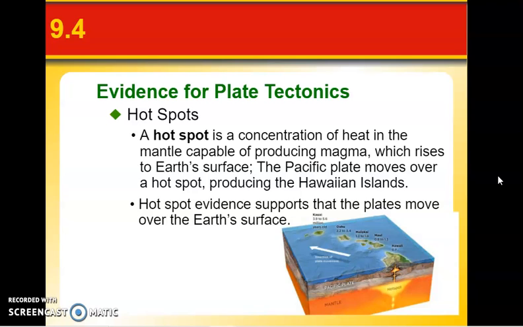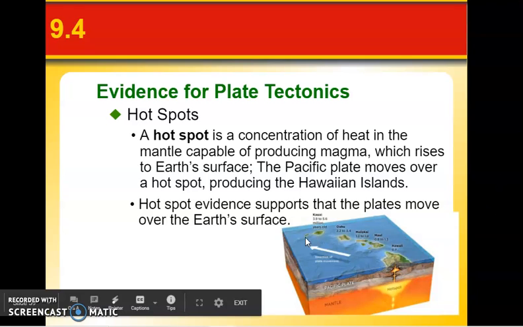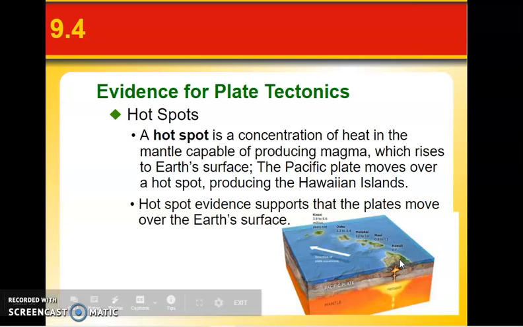Hotspots are concentrations of heat in the mantle capable of producing magma, which is rising to the Earth's surface. The Pacific plate moves over one of these hotspots, and that's what produces the Hawaiian Islands. Hotspot evidence supports that the plates move over Earth's surface. So these smaller islands over here are older, whereas the big island of Hawaii is the newest, and it's constantly moving, it's adding to its material. That hotspot keeps feeding it. I believe the big volcano in the Hawaiian Islands has been erupting consistently for the past 1.5 to 2 years right now.